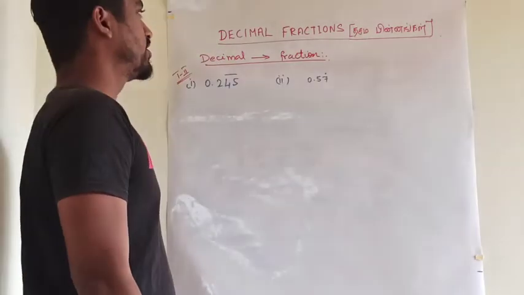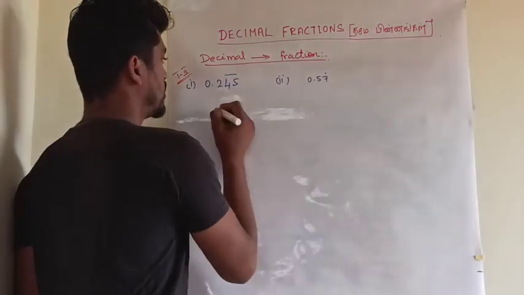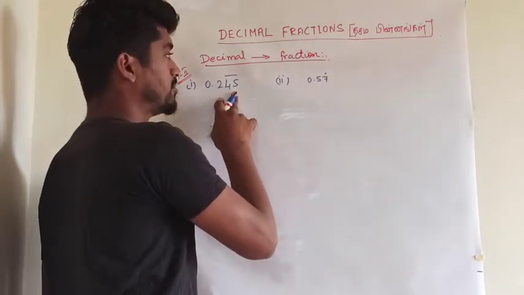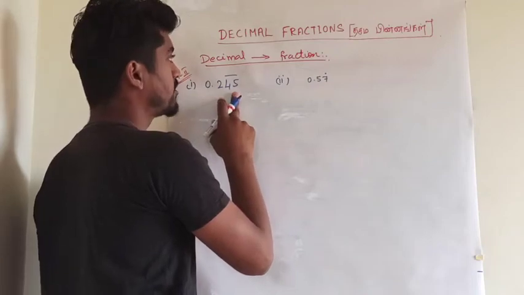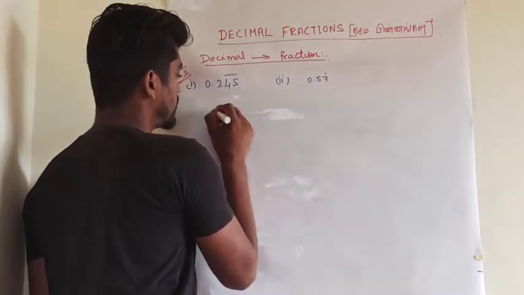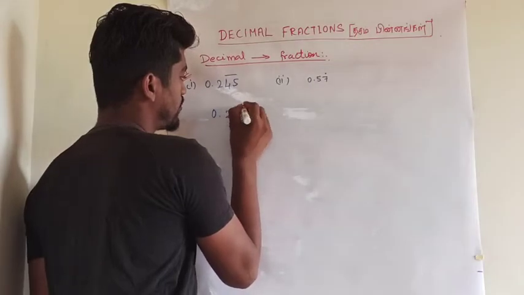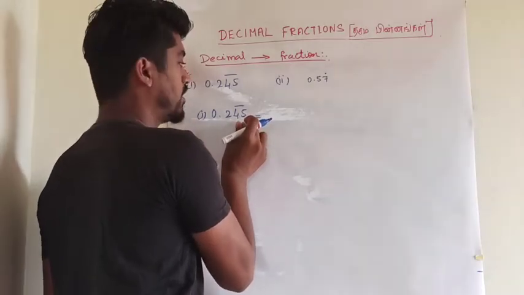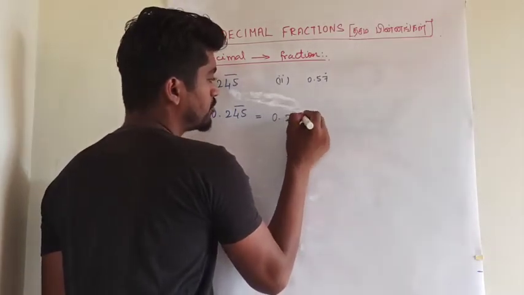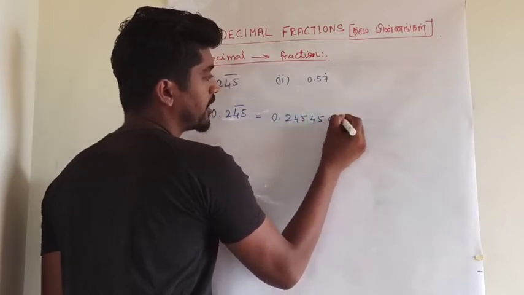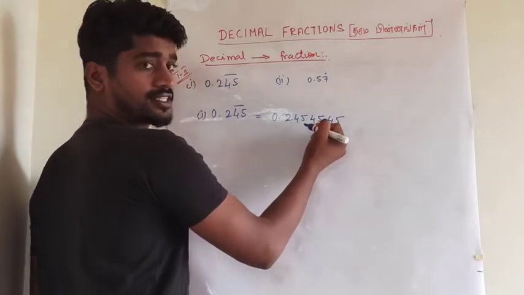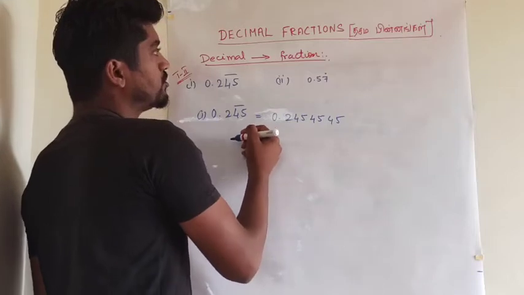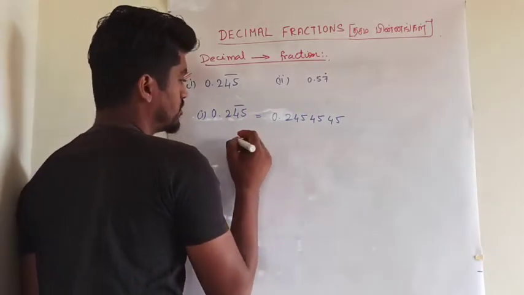In this second type of decimal into fractional conversion, there is no common bar for all the digits. The bar is only for specified digits. So the first example is 0.245. Only the 4, 5 have the bar value, so the value is 0.2454545 like that. Only the 4, 5 is the repeated value, so only the 4, 5 have the bar.